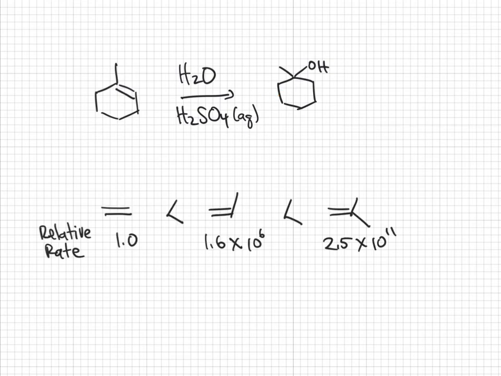The relative rate of the hydration of alkenes is a function of the stability of the carbocation intermediate. The greater degree of substitution on the alkene, the more stable the resulting carbocation intermediate, and the faster the ensuing reaction.